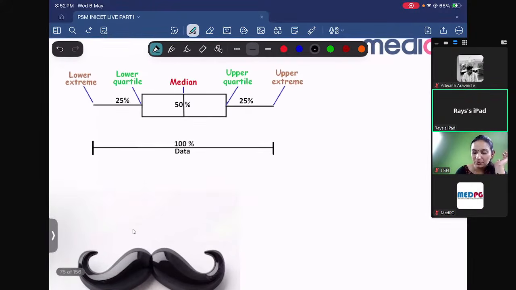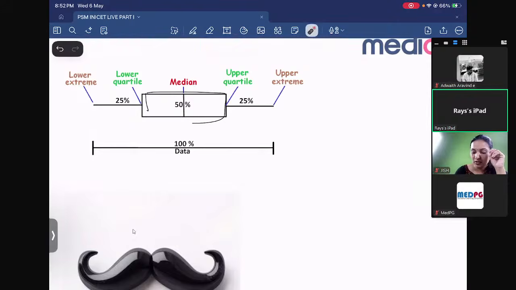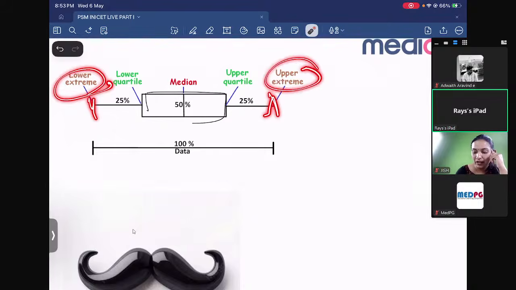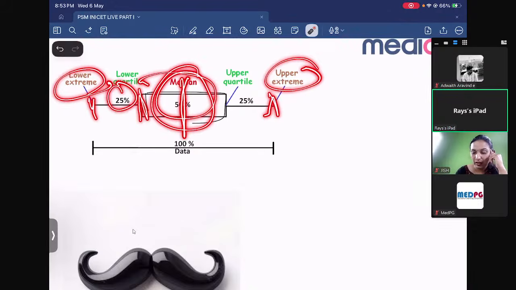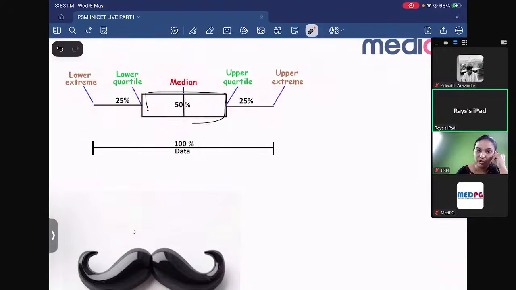So these are the parts of a box and whisker. The box is there, and you have a whisker here. The ends of the whisker show the lower extreme data value and the upper extreme. The 50th percentile is the median. Then you have the 25th percentile, the lower quartile, and the upper quartile, which is the 75th percentile. So these things you get from a box and whisker plot.